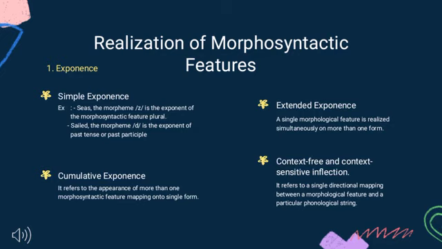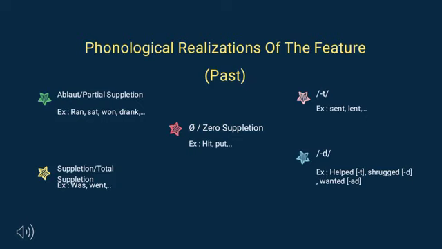The fourth, context-free and context-sensitive inflection. Context-free refers to a single directional mapping between morphological feature and a particular phonological string. It can be seen in present participle, realized as -ing. In context-sensitive inflection, the realization of a morphosyntactic feature varies. Phonological realizations of the feature past.